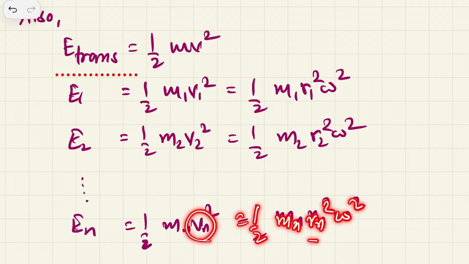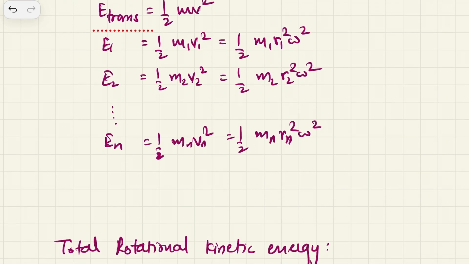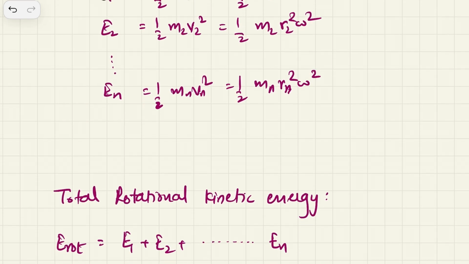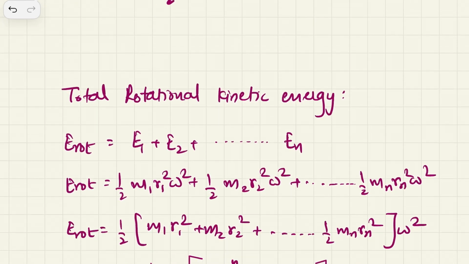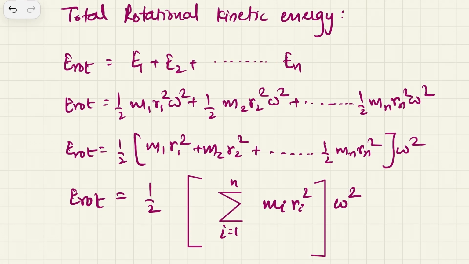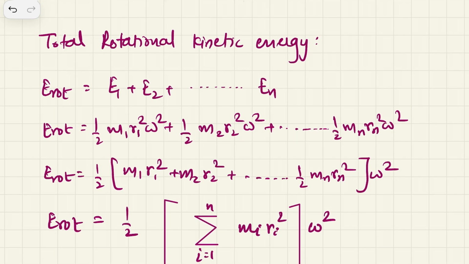So vn is rn into omega. Now because we want the total rotational kinetic energy, I'll have to add all this stuff. So my total rotational kinetic energy would be equal to E1 plus E2 plus E3 till En. So we have just added up. Now I'll put all the values of whatever E1, E2, E3 till En I have got in the above equations.